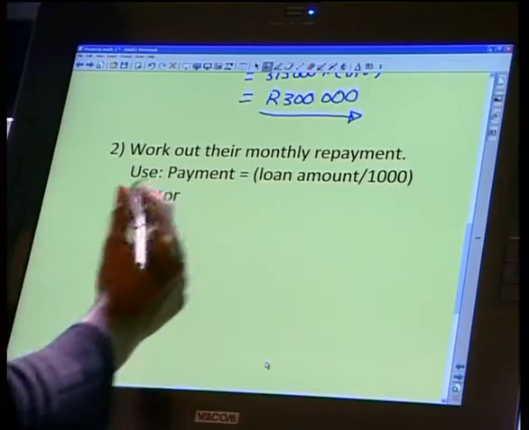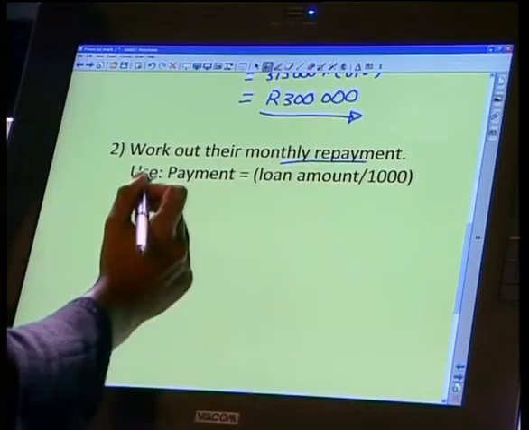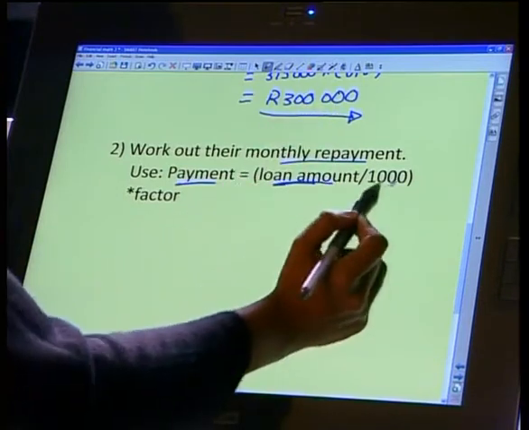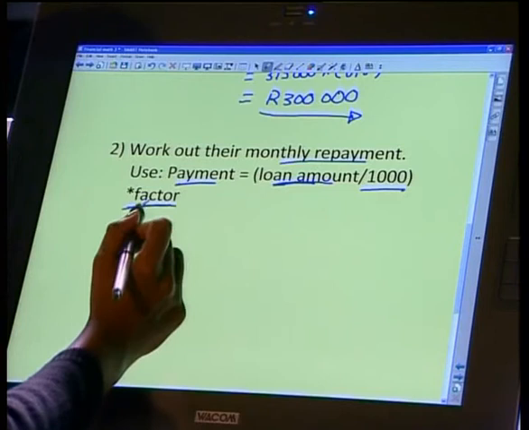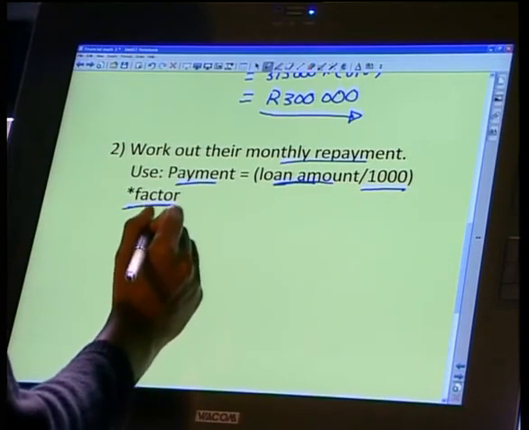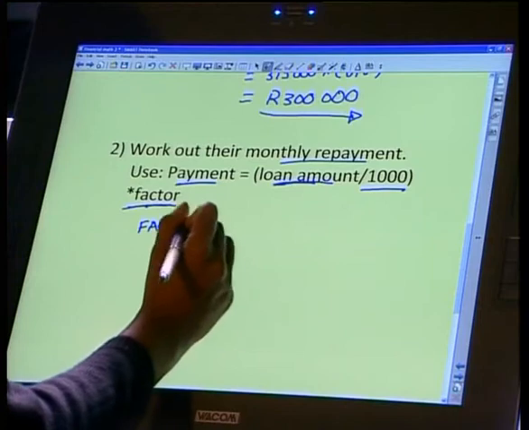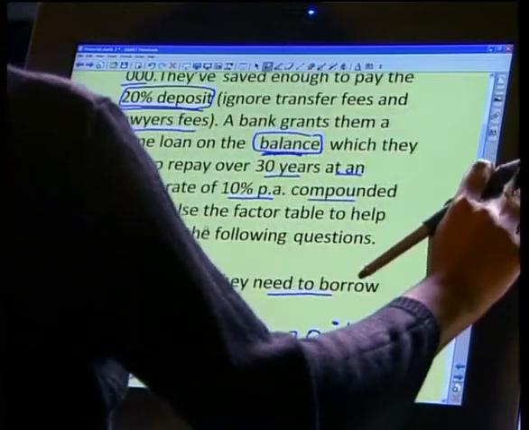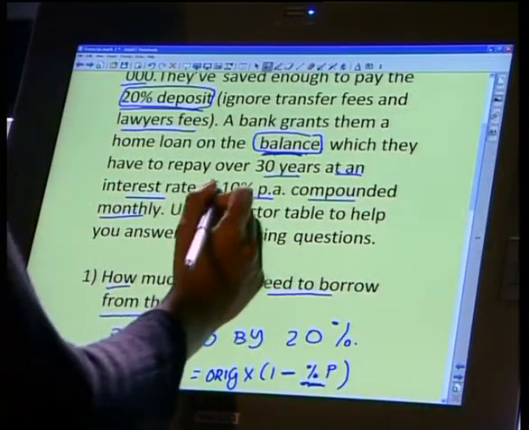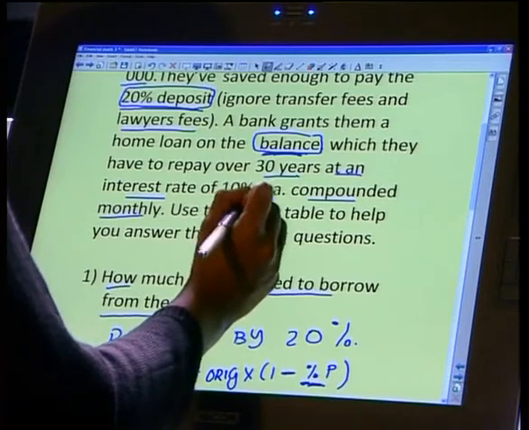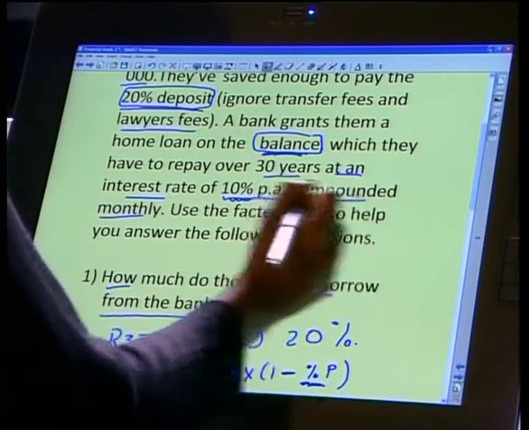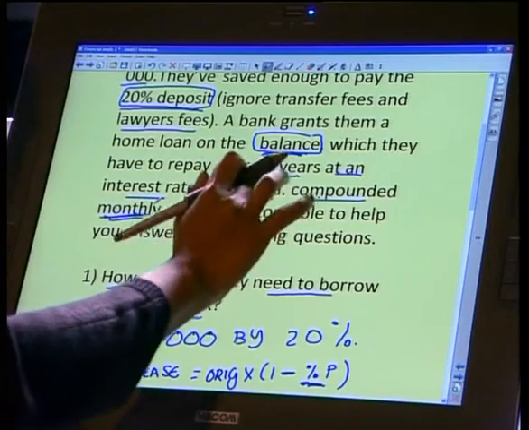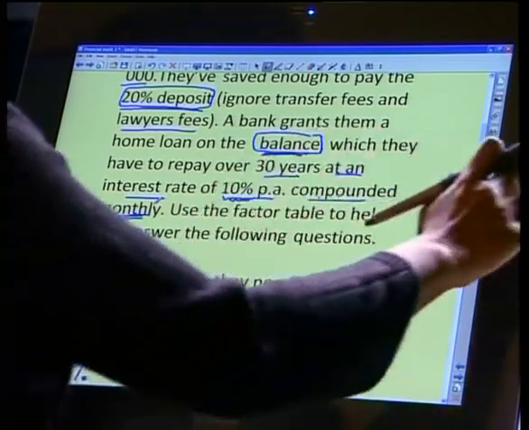They then ask us to work out their monthly repayment. They tell us how to work it out. We take the loan amount, which is 300,000, divided by 1,000 and times by the factor. Now the factor is a very interesting part. How do we determine the factor? Here we have to go back and look at the question and see what they tell us. They say that they are working on an interest rate of 10% per annum, compounded monthly, and that's going to help us to find the factor. It's also being repaid over a period of 30 years.